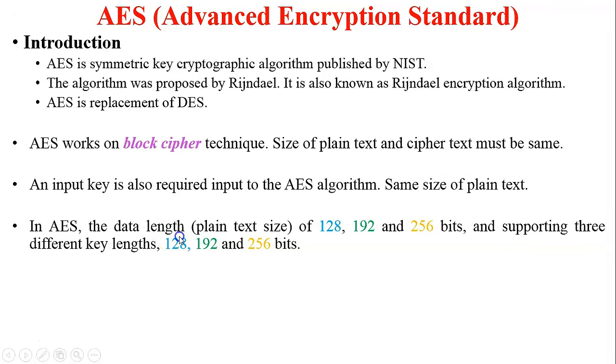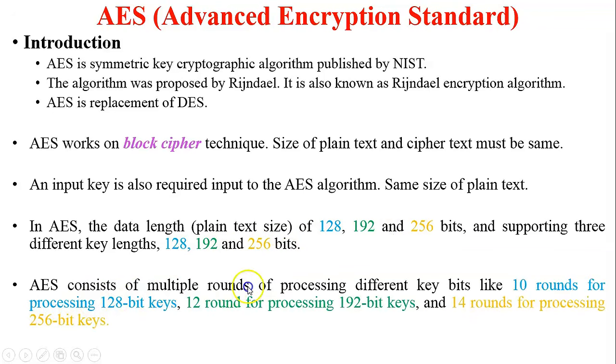In AES, the data length used will be 128-bit, 192-bit and 256-bit. If you want to encrypt 128-bit data, at that time you must use a key length of 128 bits. If you want 192-bit data encryption, at that time the key length will be 192, and the same for 256 bits.